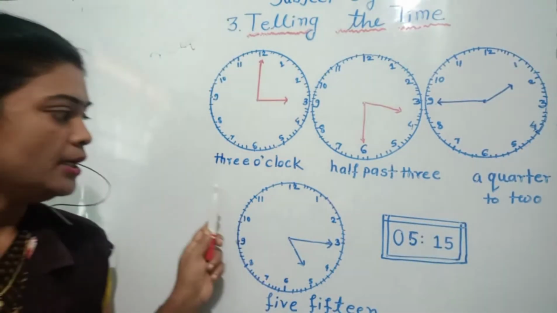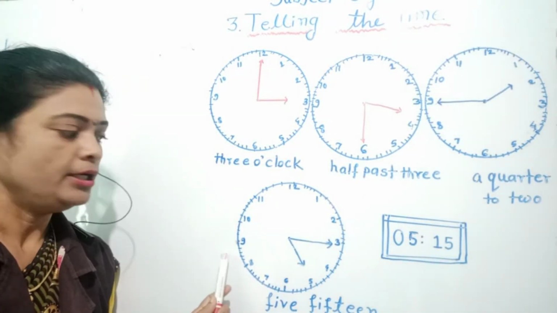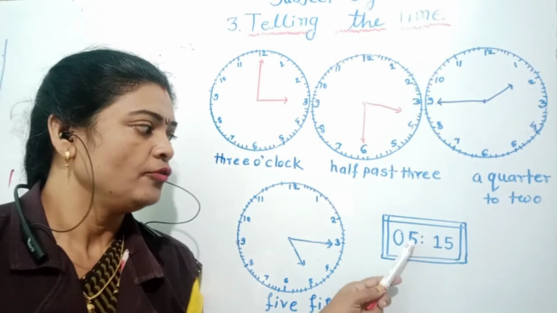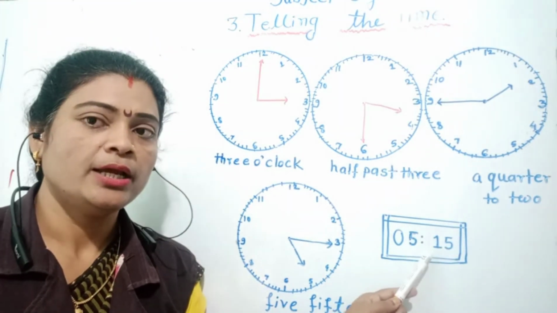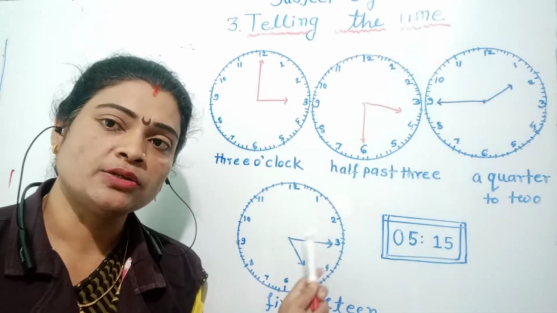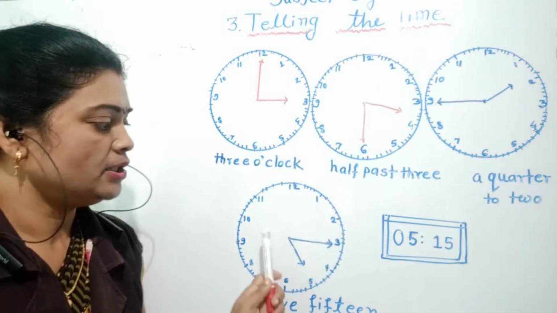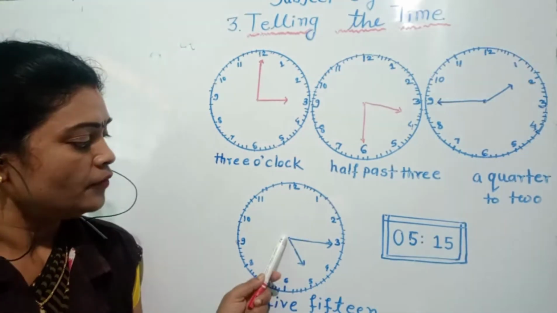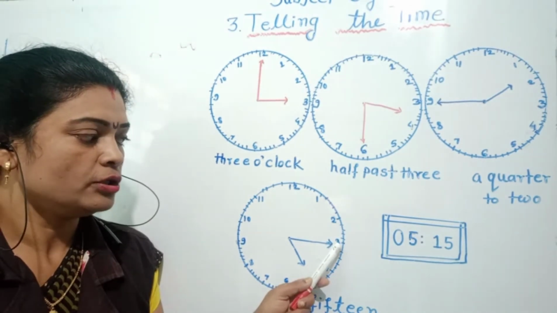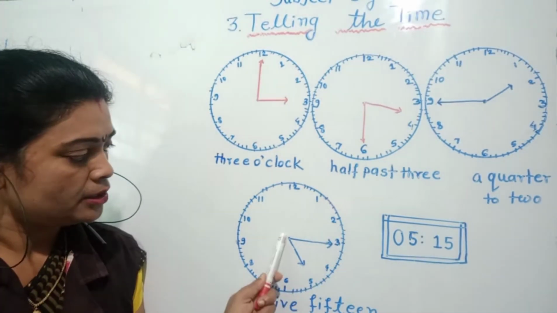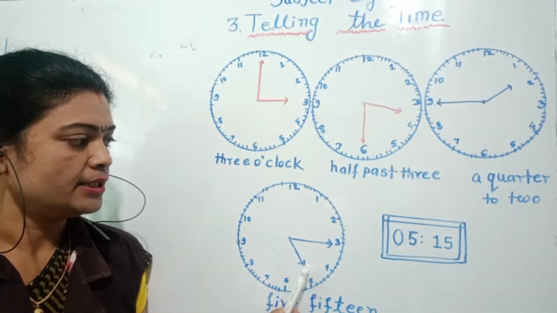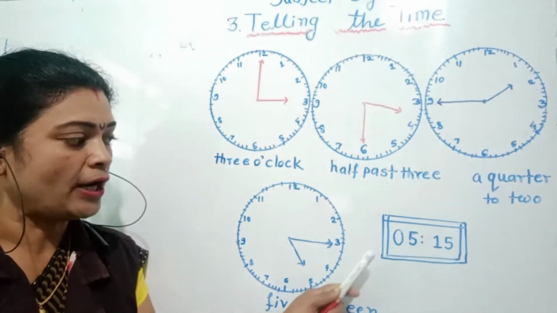Now let's see the fourth picture. Here the number 5:15 is written. This time we have to show on the dial, on the watch. How do we show these numbers on the watch? Look here. First, the long hand reaches the number 3, and then the short hand goes to the number 5. So we can say the time is 5:15.